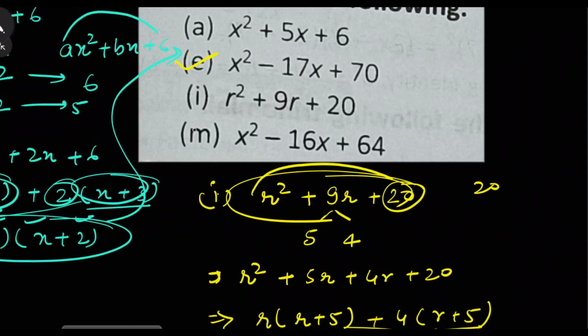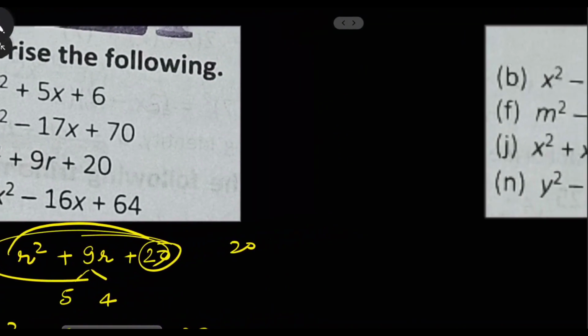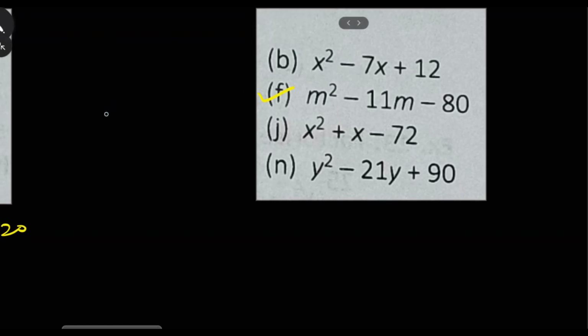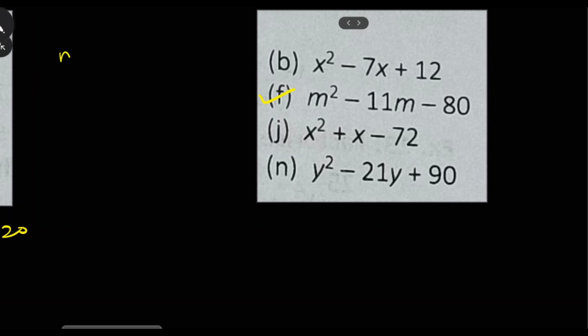The rest, question number E and question number M, is your homework. Now move to the next part of this question. We have this question. We will try to solve question number F here. So F is saying m square minus 11m minus 80.